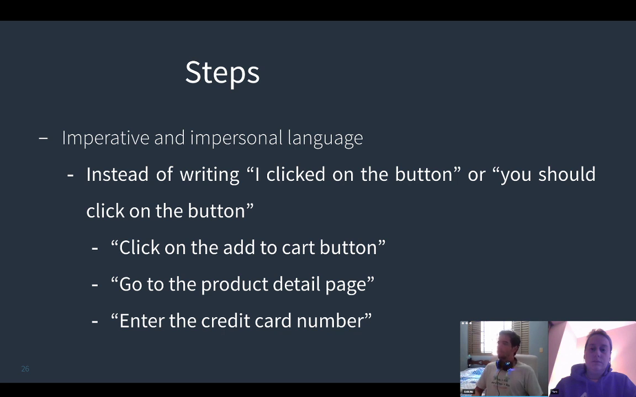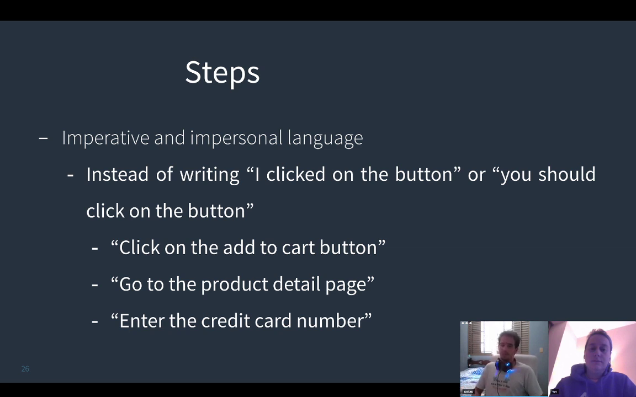For example, instead of writing, I clicked on the button, or you should click on the button, just write, click on the add cart button. Go to the product detail page. Enter the credit card number. It's clear what the action you're performing, and it makes the report more condensed.